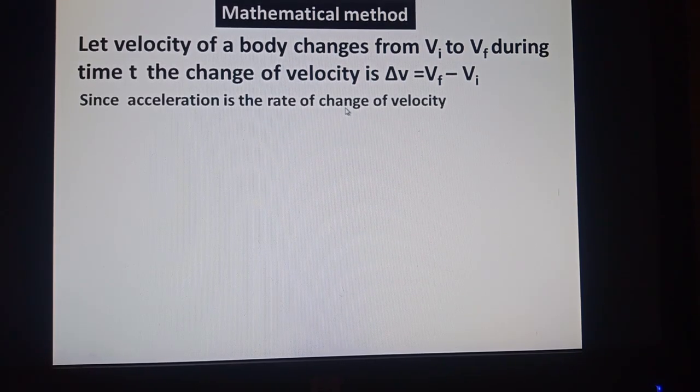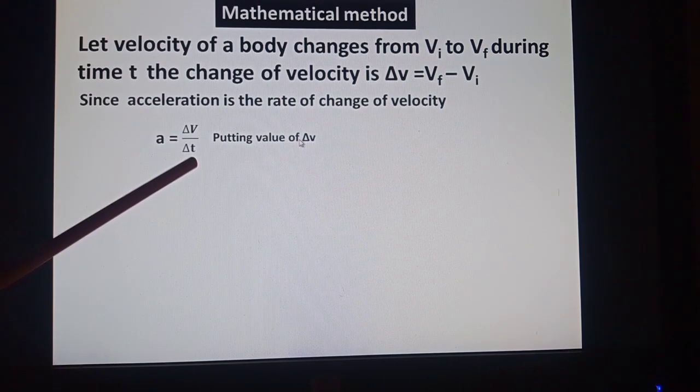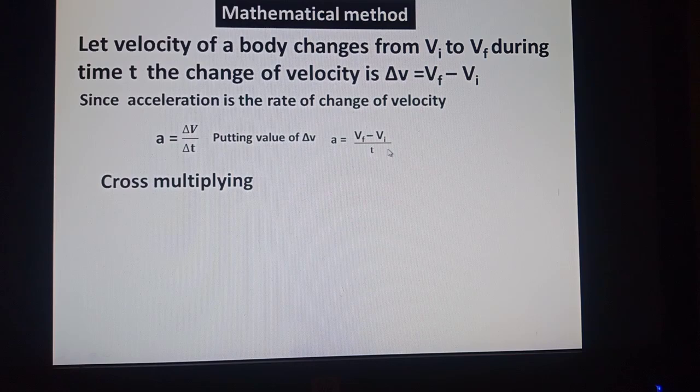You know, this change of velocity in a specific time is known as the acceleration of the body. Therefore, by definition, a equals the time rate of change of velocity, meaning when we divide the change in velocity by the time taken, we get the acceleration of the body. Now, in this relation, we will put the value of delta V and we will get the equation for acceleration as a equals Vf minus Vi, which is the change in velocity, divided by t. t is the time taken for that change of velocity.